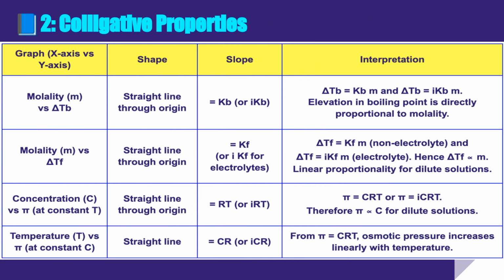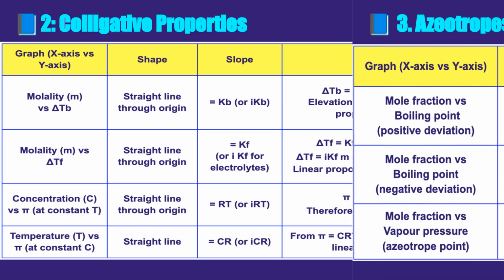Here we analyze colligative properties. Key relationships involve molality versus elevation or depression in temperature, and concentration versus osmotic pressure. Colligative properties follow proportional relations, hence straight lines pass through the origin.